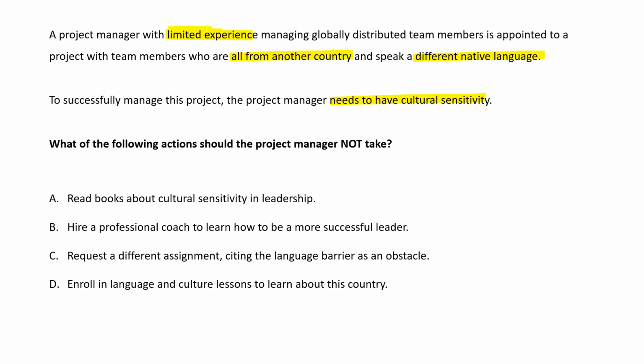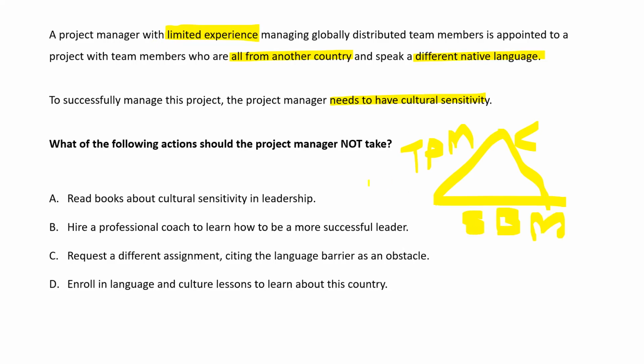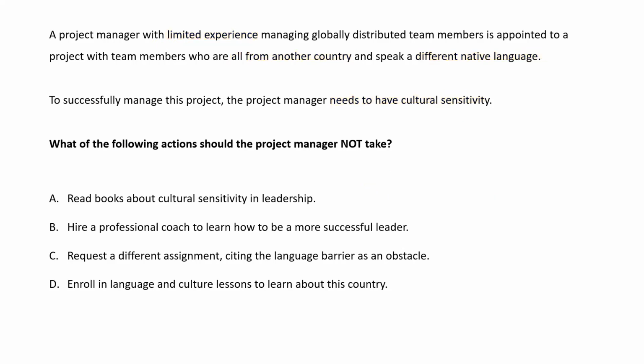And we read in our project management that, if you remember this triangle, it has technical project management, leadership, and strategic and business management. Based upon this triangle, if you don't have the ability for the project you are undertaking, you should not take it. If you don't have experience, you should not take a project in that situation. So I hope this could be the answer. Let's go and read the answers.